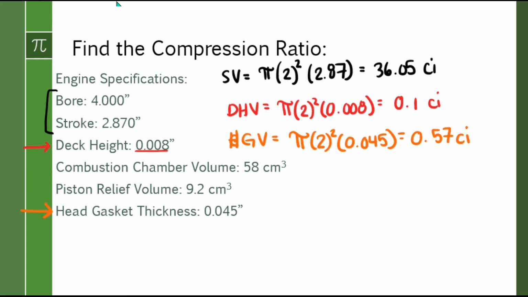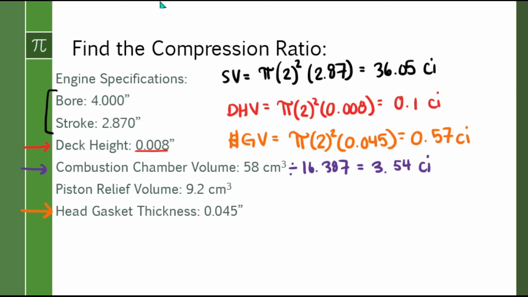Next, I'm going to deal with the combustion chamber volume. I am going to take my cubic centimeters and divide it by 16.387, and that will make cubic inches. Okay. When I do that math, I get about 3.54 cubic inches.